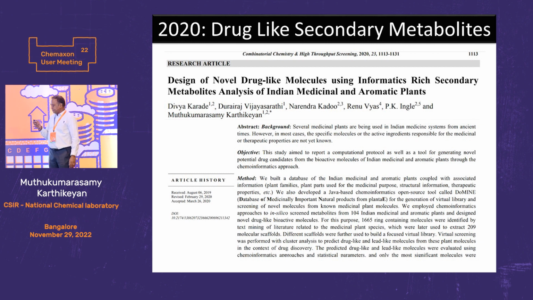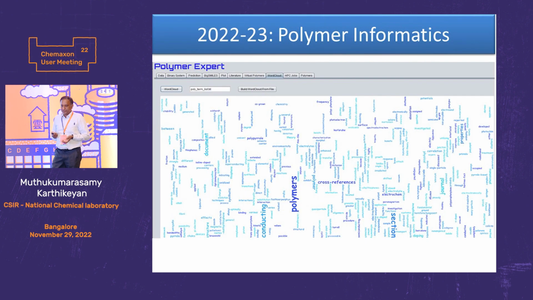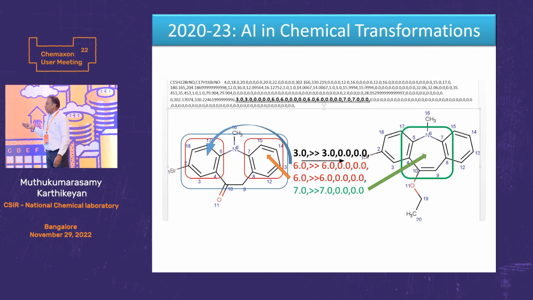Okay, so that was the 2005 work, and now this is 2020. We used these types of tools to harvest the information. Eventually it will be very useful for drug discovery. What we are doing right now is slightly moving to material discovery. We are working a little bit on polymer informatics, polymer with respect to environment and polymer with respect to medical context, and we are also working on AI for chemical transformations.